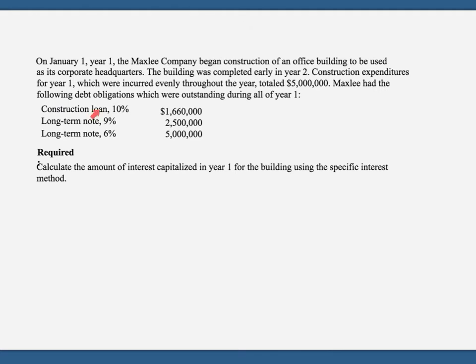Maxley had the following debt obligations which were outstanding during all of year 1. We have a construction loan and then 2 long-term notes as well. And we are required to calculate the amount of interest capitalized in year 1 for the building using the specific interest method. So a couple of things we'll need to know going forward are that the building was completed early in year 2, and our expenditures were incurred evenly throughout the year and totaled $5 million, and we'll be using the specific interest method. So I'd write those down before we move to the next slide.